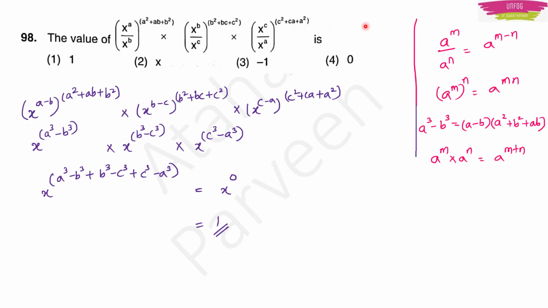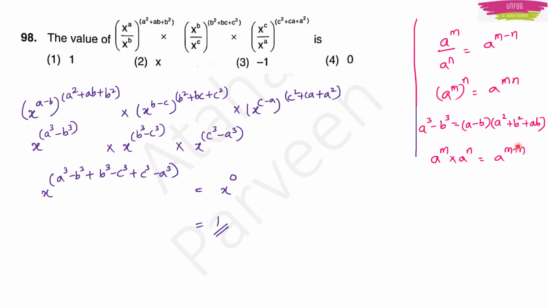You apply all these formulae and go on simplifying. First, you do a minus b, because it is there in the denominator. A to the power m by a to the power n is a to the power m minus n. So the same thing you have to do for b minus c, c minus a. Then you get a minus b into a square plus ab plus b square. You apply this a cube minus b cube formula for all the 3 terms.